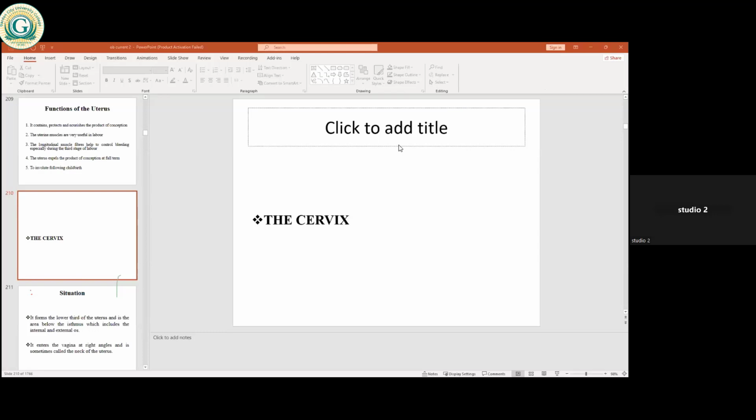Somebody asked, what causes belated ovum? I don't understand what is meant by belated ovum. But wait, when we go to the ovaries, we talk about ovum. Then maybe your question will be answered.